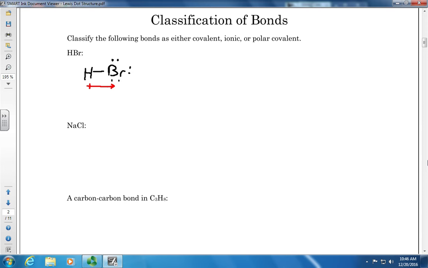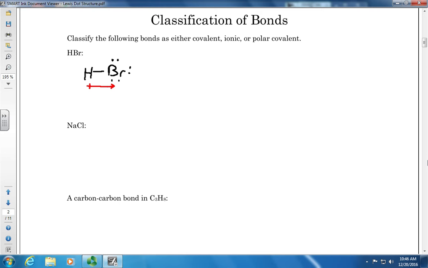And whenever you have these vectors and they don't balance out, that means that you have a polar covalent bond. Polar means to one side, to a pole. So in this case, hydrogen bromide has a polar covalent bond, the bond between hydrogen and bromine.